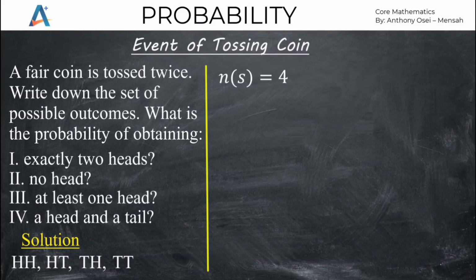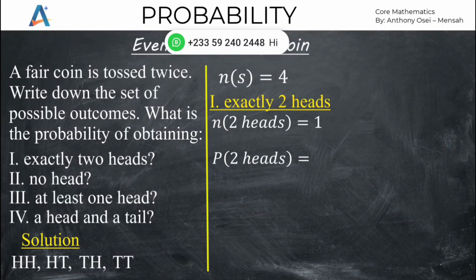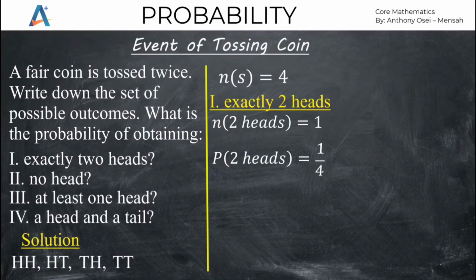Now let's go straight to the question. I states the probability of getting exactly two heads. We have the list. So exactly two heads, you have just head-head. This is the only one with exactly two heads. That means the number for exactly two heads will be equal to 1. So the probability of exactly two heads will be equal to 1/4, meaning the number of exactly two heads divided by the total number, as the formula. So exactly two heads has only one outcome, that is head-head. That 1 as a number comes up here, the number of exactly two heads, not the particular thing. Then you divide it by the total number, which is 1, 2, 3, 4.